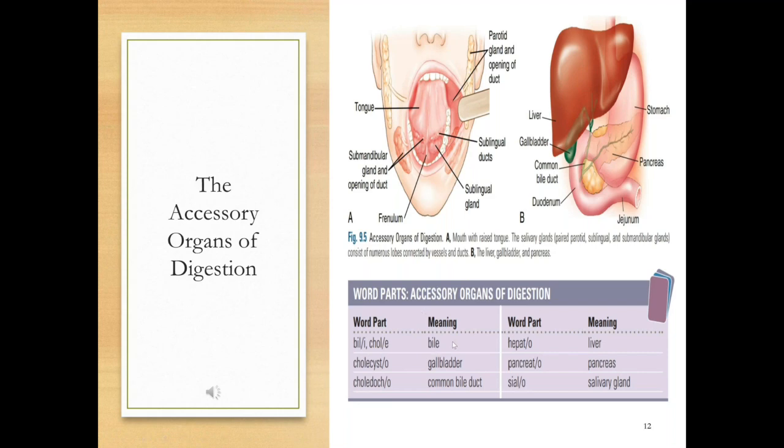Bile is continuously produced by the liver and is either stored by the gallbladder or transported to the small intestine for immediate use. Cholecystic means pertaining to the gallbladder. The main duct that conveys bile to the duodenum is the common bile duct. Choledochal means pertaining to the common bile duct.